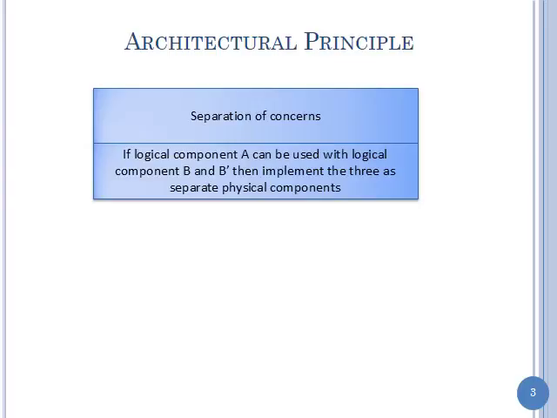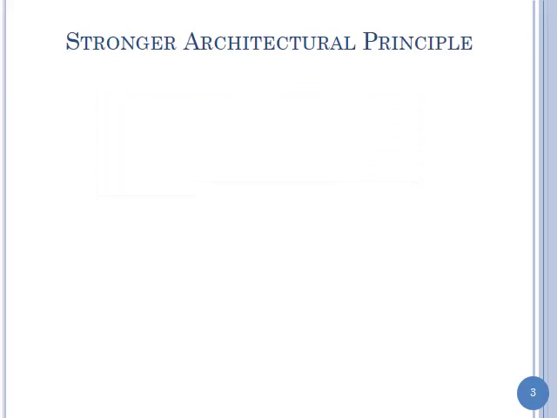So given that separation comes with a cost, this is the principle to follow: if you can imagine a B and B prime in some realistic application that will work both with A, then make them three different components. In the project that you're doing that requires B and B prime, you'll be better off. So that's the principle.